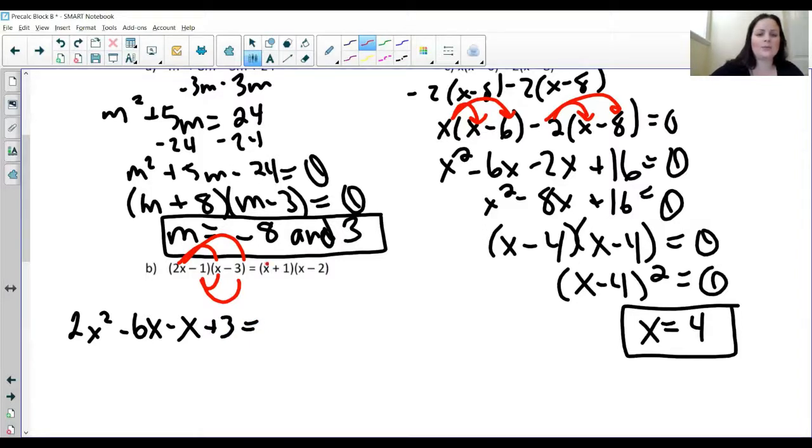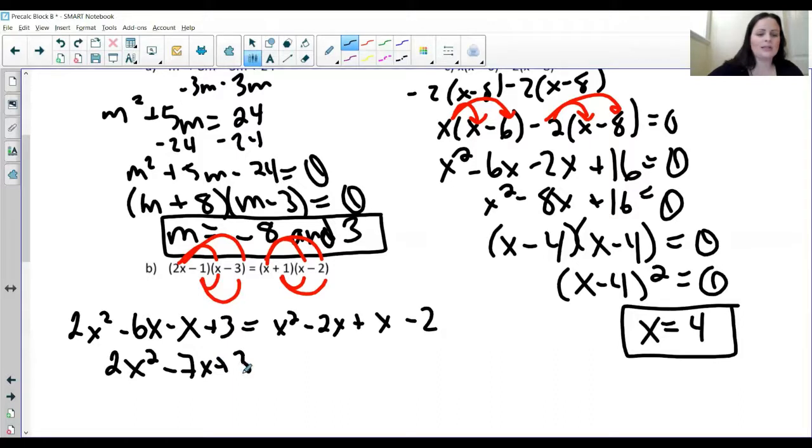And I'm going to do the same thing for this one. So x times negative 2, 1 times x, 1 times negative 2. And I'm going to get x squared minus 2x plus x minus 2. Okay. Now I'm going to group like terms first, then I'm going to move things. So this is going to be regrouped to 2x squared minus 7x plus 3, because negative 6x minus another x is 7x. And I'm going to regroup the like terms on this side. So negative 2x plus x is going to just be negative x minus 2.